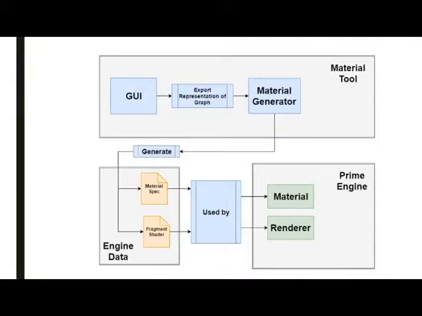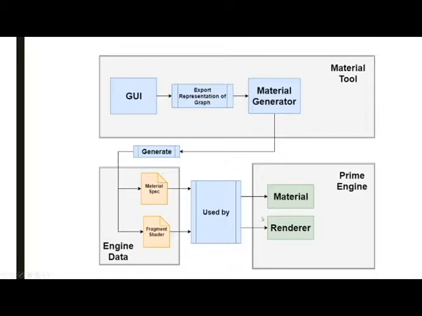Here's a graph explaining how our tool works. First, the user will build a graph in the GUI, which we wrote using PyQt5. Then, when they export the graph, it's converted into a JSON representation and fed into a generator that we wrote. The generator type checks the graph and reports any errors. If all the graph checks out, then the generator outputs a material specification and a fragment shader, which are then fed into the engine at runtime in order to render different materials.